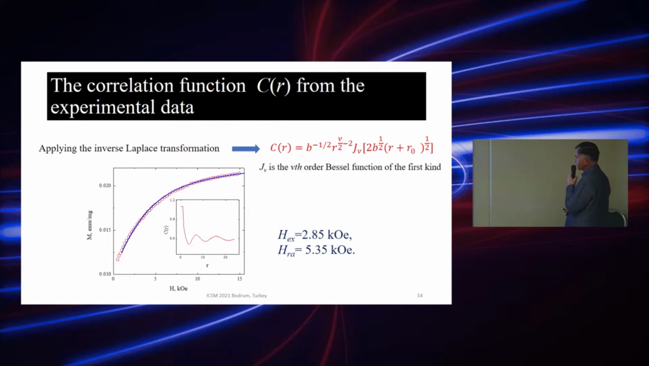use such an expression for the correlation function, where J is the Bessel function of the first kind and R naught is the characteristic size, the radius of the nanoparticle. From that we extracted the exchange field, slightly less than 3 kilohertz, and the random anisotropy field, slightly greater than 5 kilohertz. So anisotropy dominates. And here is the obtained correlation function.